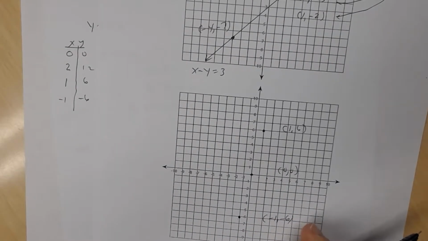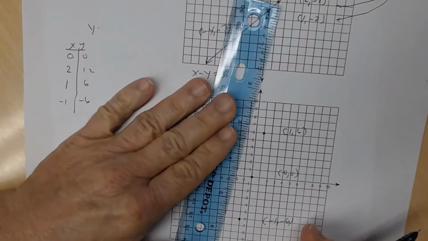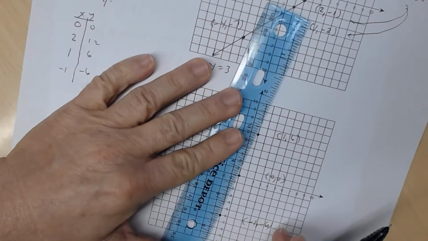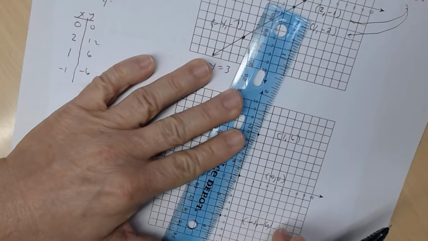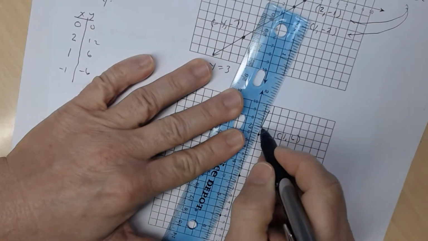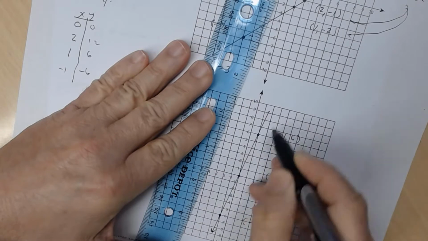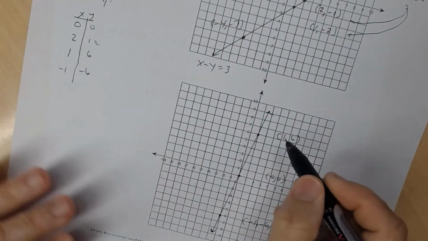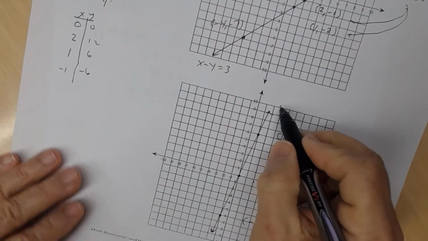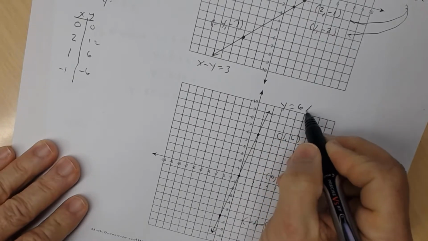And then use your ruler. Remember, all these points need to be collinear, so they have to lie on the same line, and they do. Extend the line through the points and draw your arrows. So there's the graph of this line. So this is the graph of the line y equals 6x.